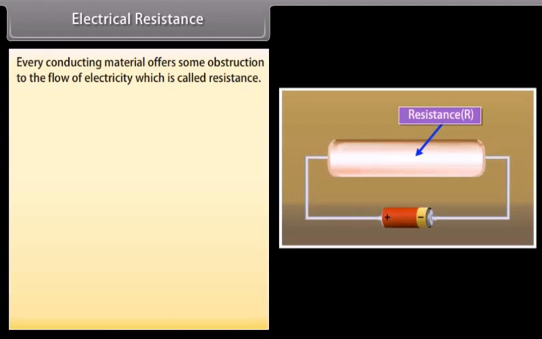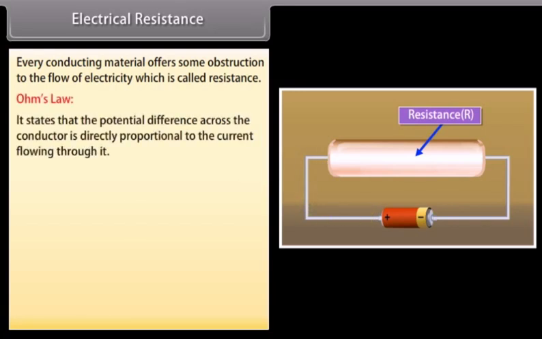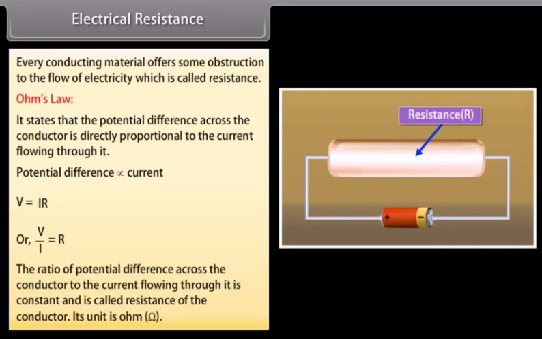Electrical resistance. Every conducting material offers some obstruction to the flow of electricity, which is called resistance. Ohm's law states that the potential difference across the conductor is directly proportional to the current flowing through it. V is equal to IR, or V upon I is equal to R. The ratio of the potential difference across the conductor to the current flowing through it is constant and is called the resistance of the conductor. Its unit is ohm.